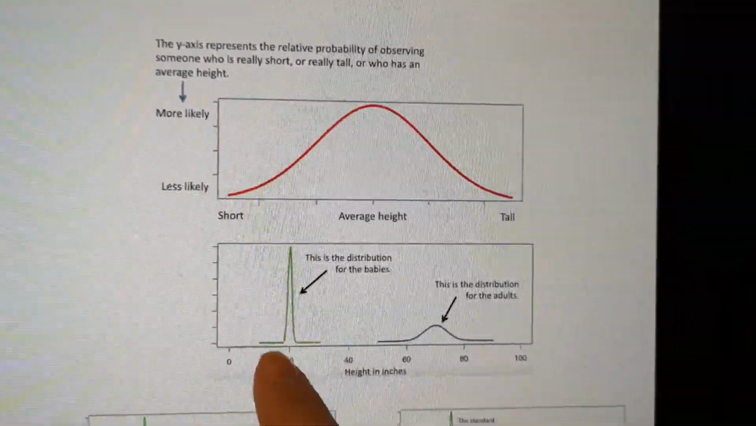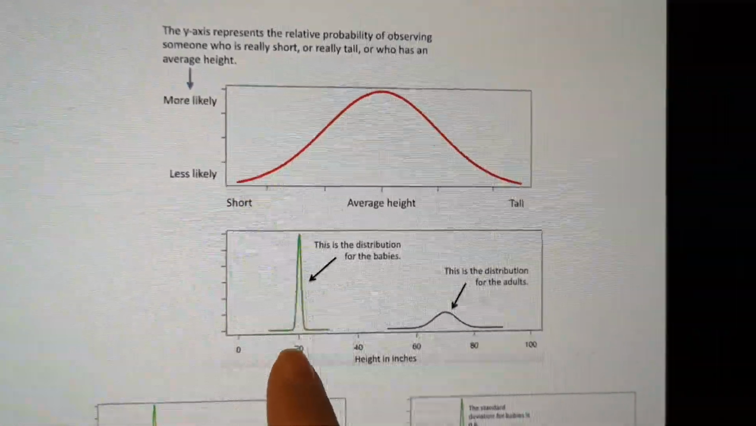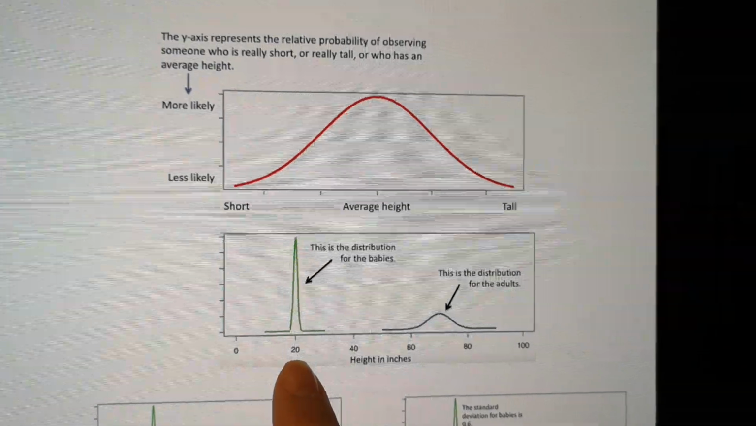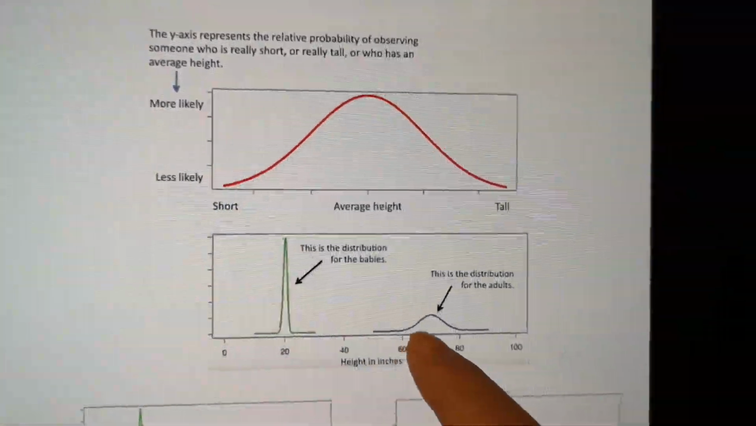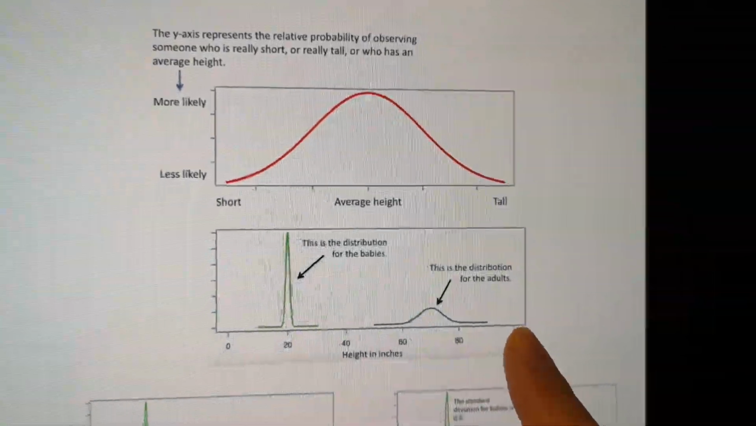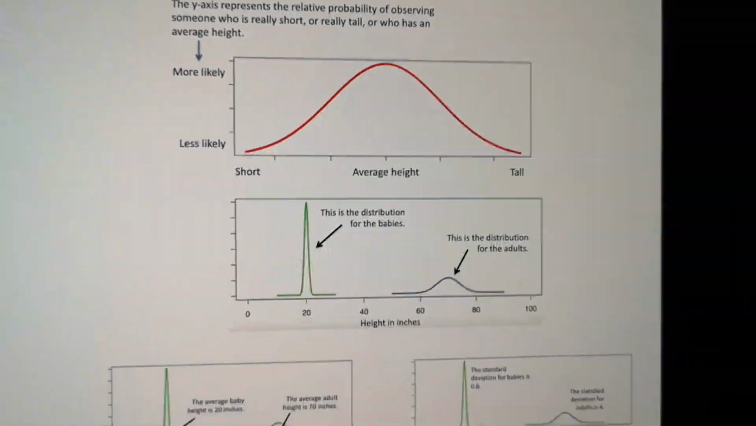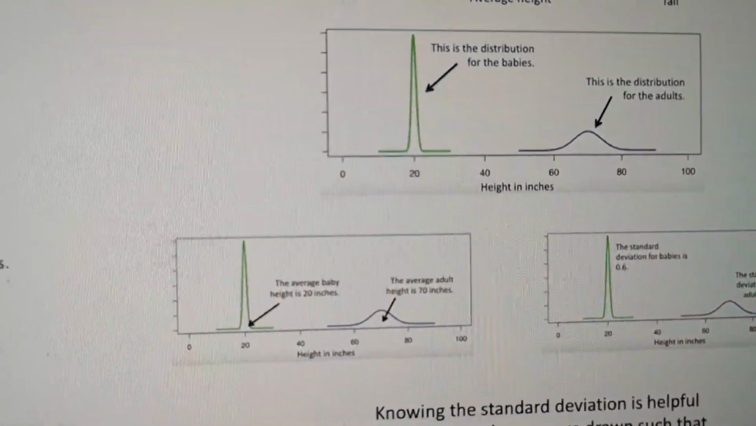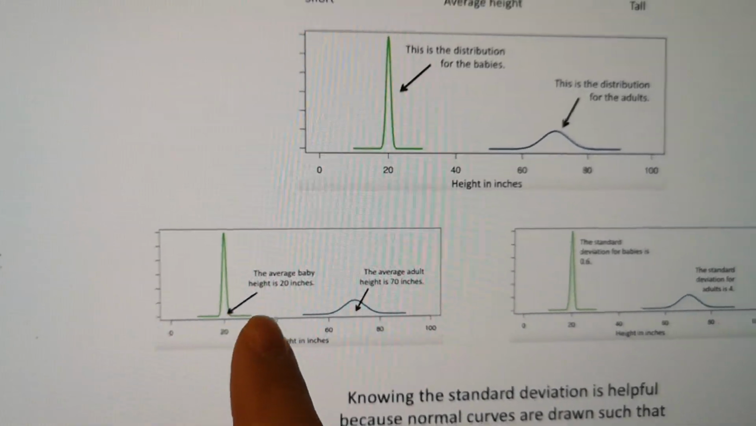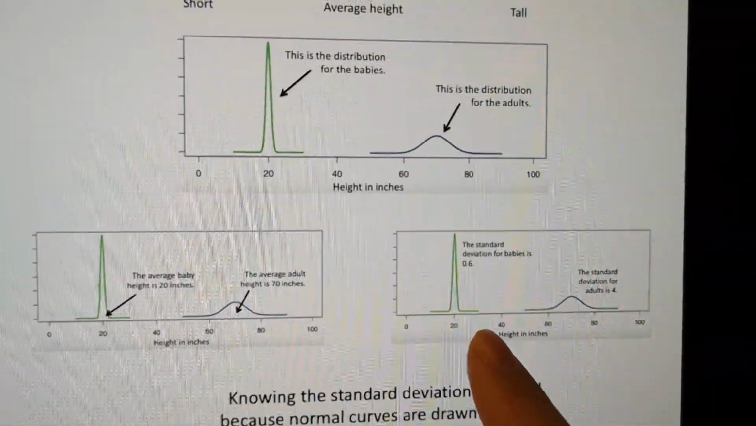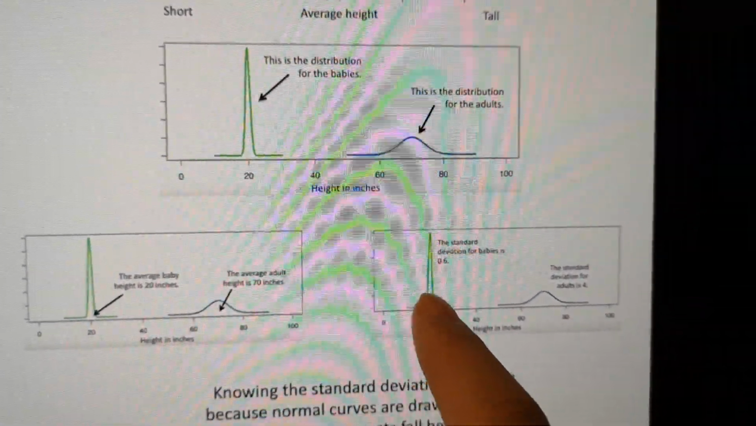For example, this one is a distribution of babies. Not many babies are born so differently, right? They have some average height, and they don't vary a lot. But for adults, when people grow up, the distribution becomes wider, and some are very tall, some not that tall. For these, we can see the mean is different, in the 20s and the 70s. Also, the standard deviation measures the width of the curve.